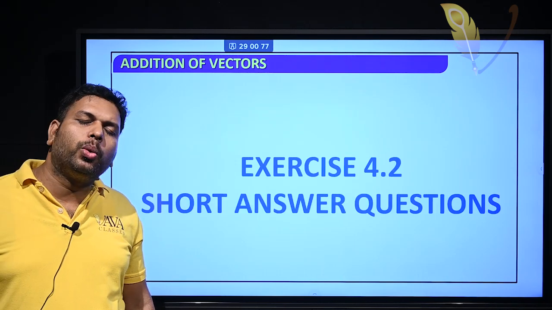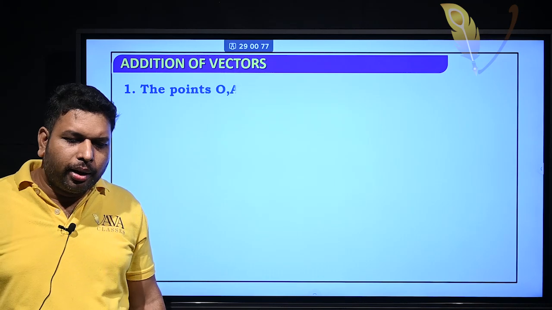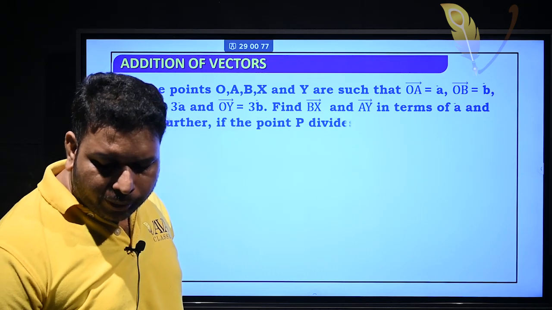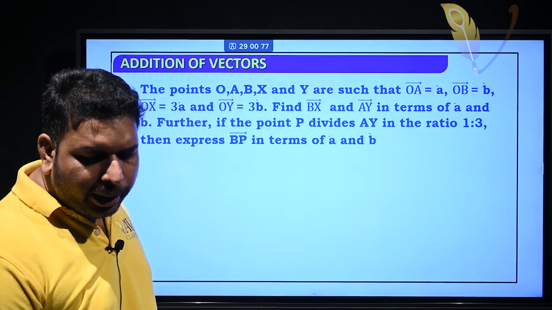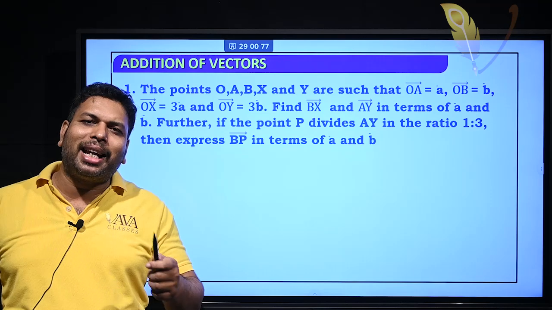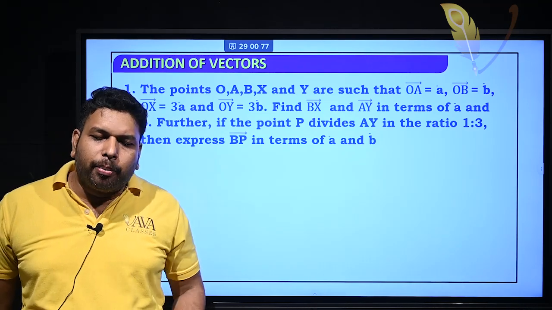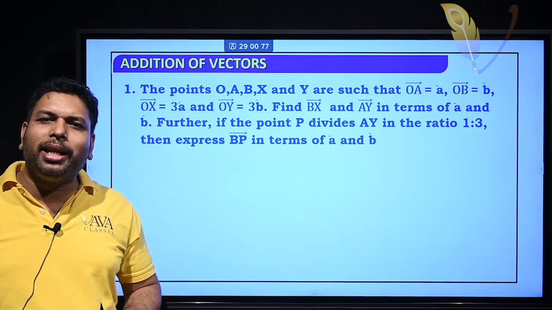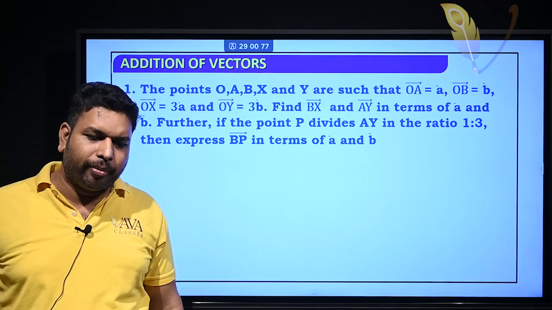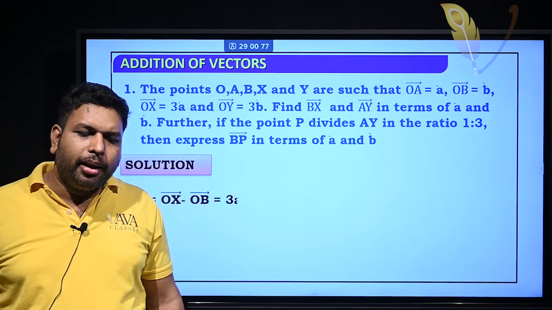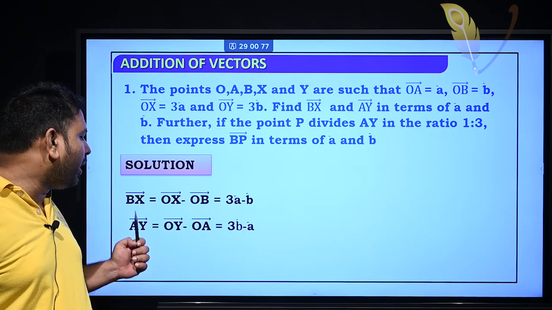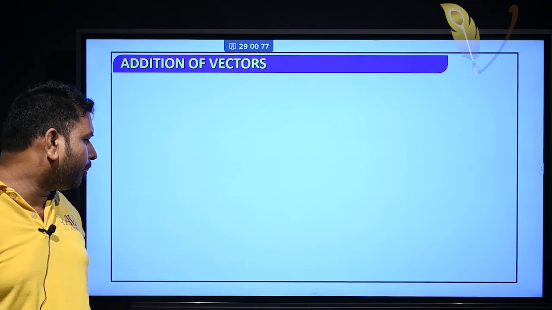Now exercise 4.2, short answer questions. The points O, A, B, X and Y are such that OA equals a, OB equals b, OX equals 3a, OY equals 3b. Find BX and AY in terms of a and b. Further, if the point P divides AY in the ratio 1:3, then express BP in terms of a and b. Now solution. BX equals OX minus OB, that equals 3a minus b. So AY equals OY minus OA, that equals 3b minus a.